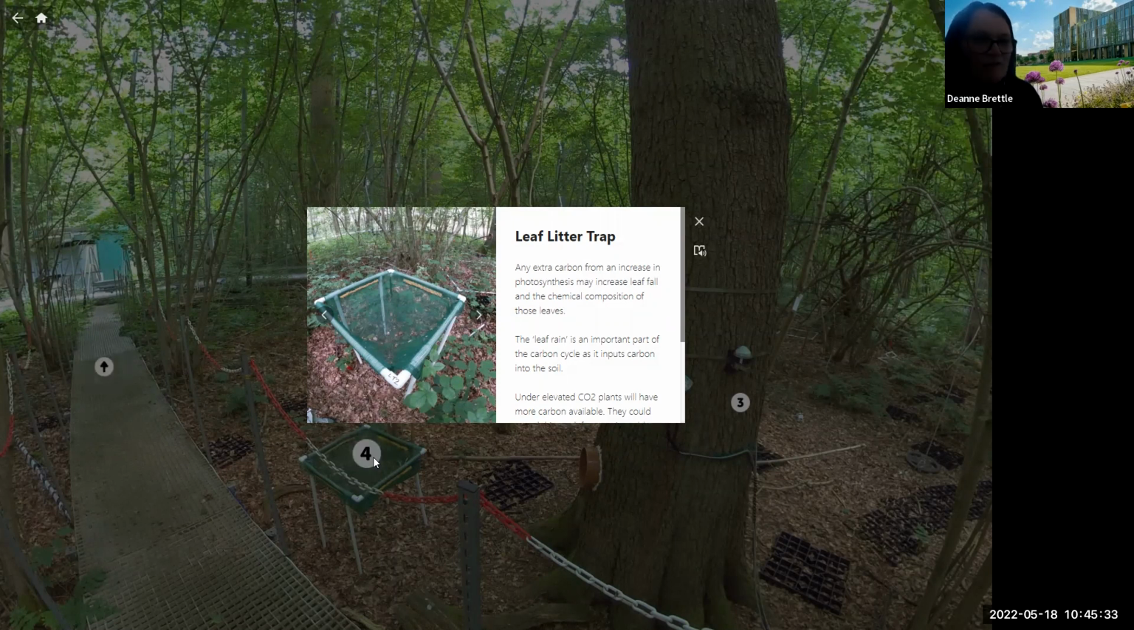In fact, a lot of the experiments, if you put one piece of your instrument in one of the FACE arrays, you have to put it in the others as well. So there's a huge amount of people involved in this project.